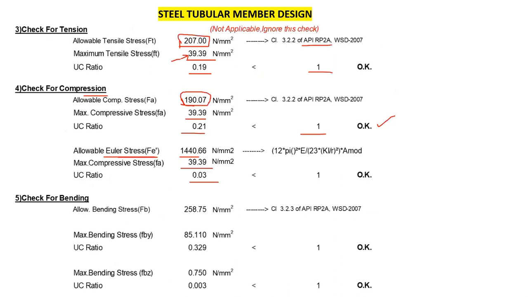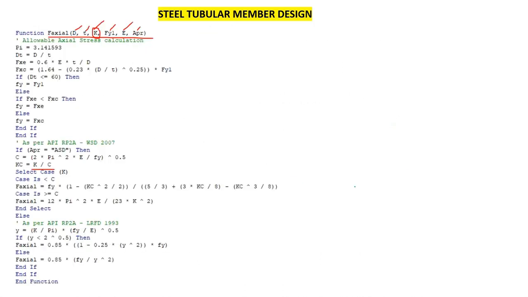See here, 12 pi squared E by 23 (KL/r) squared. A mode is for the allowable stress modifier. If it is extreme loads, we will be considering that. I will explain it separately. But this value is the allowable Euler stress. This value also we need to check in case KL/r is higher than the Cc value. Understand, right? So that allowable Euler stress also we need to check.